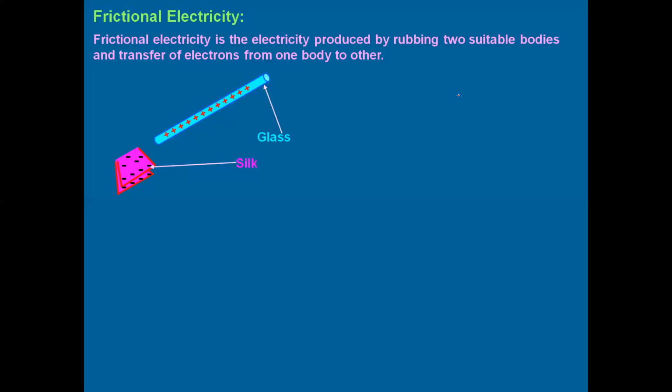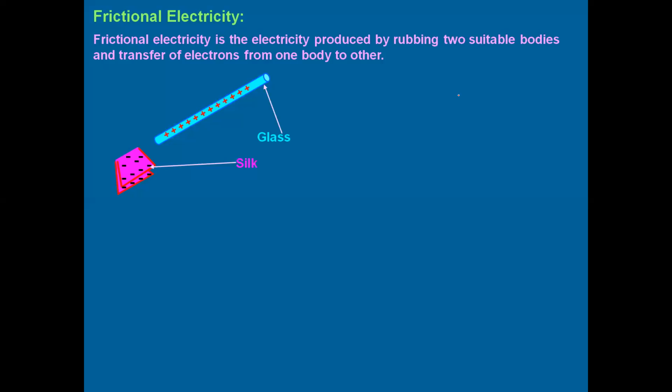One point to be noted here is that the number of positive charges gained by glass will be equal to the number of electrons, the number of negative signs which I have drawn on the silk cloth, which means as many electrons as are lost by the glass, only those could be gained by silk.